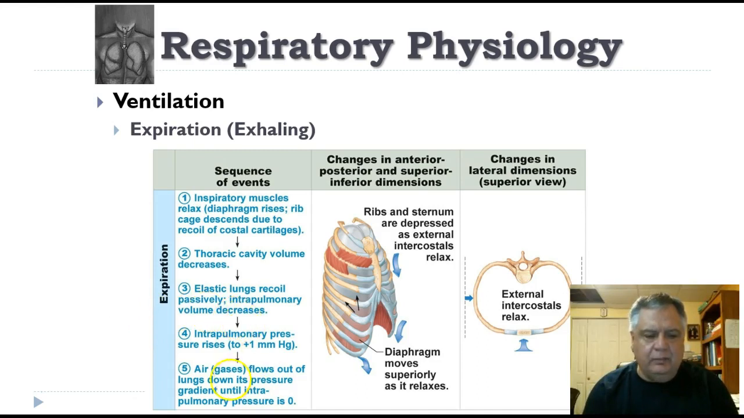As the pressure goes up, what's going to happen? Now the pressure is going to go up above atmospheric pressure, and now the air or the gases are going to flow out of the lungs once again as they flow down their pressure gradient until, as we can see there, the intrapulmonary pressure is back to zero again, back to even with the atmospheric pressure. So as a result of that, what's going to happen? At the end of that, we're going to inhale again and start to cycle over. So we've got one cycle there of inhalation and one cycle of exhaling.